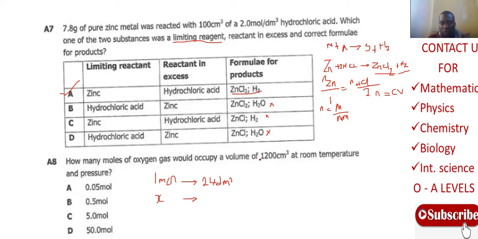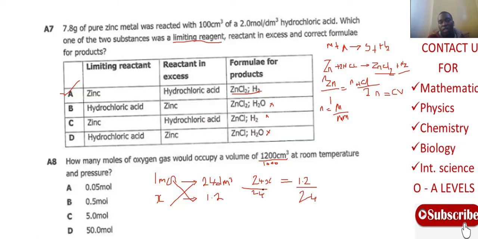Before you can use this volume, ensure that you convert it to decimeters cubed by dividing by what? 1,000. So you divide by 1,000. Why? Because we know that 1,000 centimeters cubed is equivalent to 1 decimeter cubed. So divide this by 1,000, and you are going to have something like 1.2. So you cross multiply there, you are going to have 24x being equal to 1.2. So you divide this one by 24. Also this side you divide by 24.